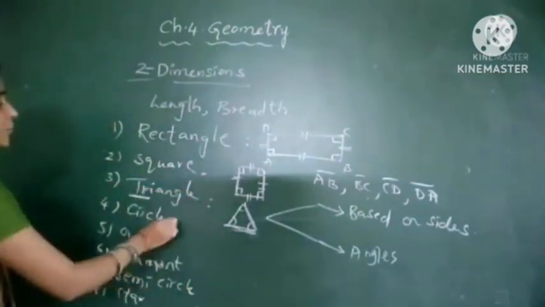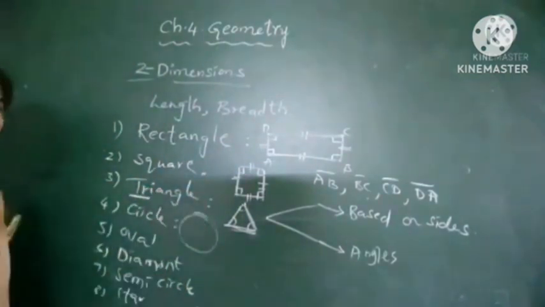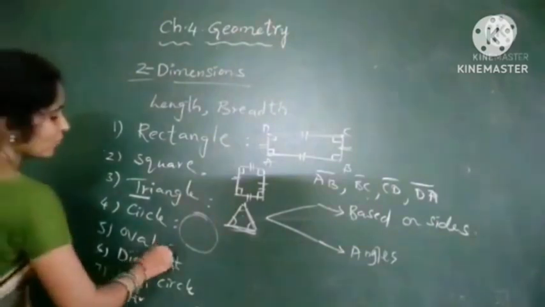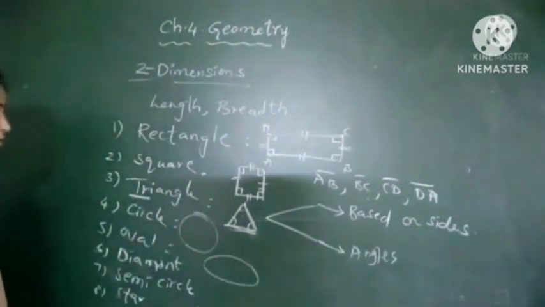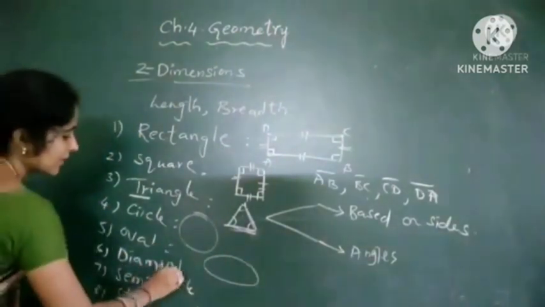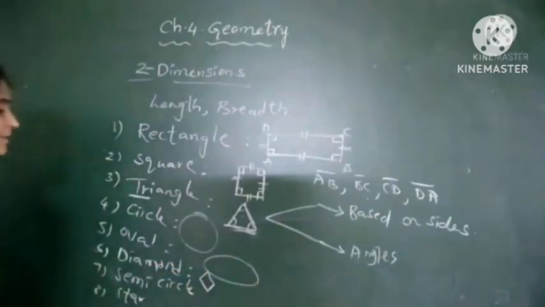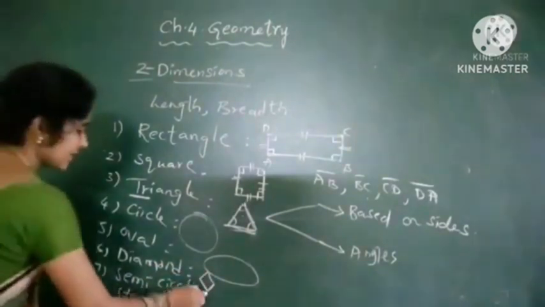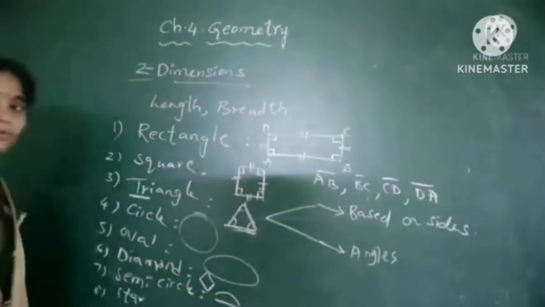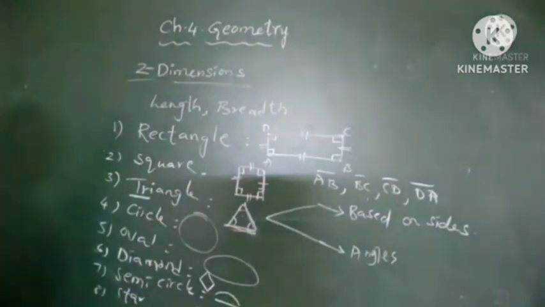Okay. About circle. Circle has no sides and no corners. Oval also has no sides and no corners. Diamond. It is like a kite. Semicircle. Half of the circle is called semicircle. Okay children, these are all about 2D shapes.